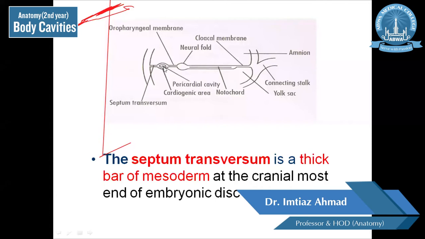And just cranial to that is the area of the heart or cardiogenic area. Just above is developing the U-shaped, developing the blind end of the intraembryonic coelom, which is the future pericardial cavity, as we discussed. And this is what we call the septum transversum, this one. So what is septum transversum? It is the thick bar of mesoderm at the cranial-most end of the embryonic disc.